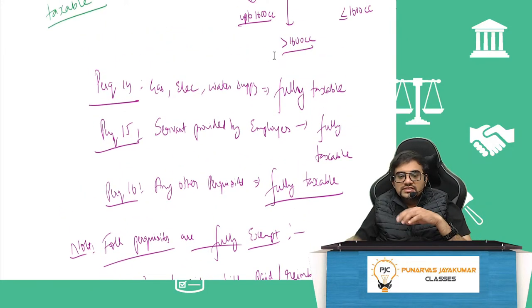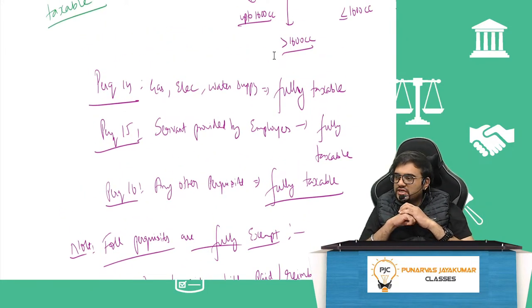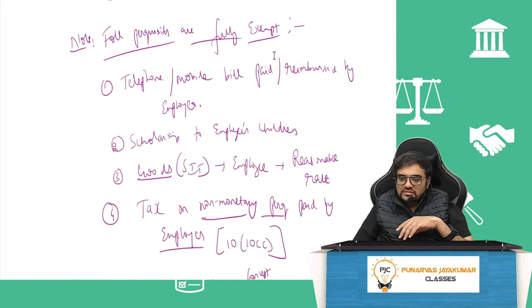Apart from that, gas, electricity, water supply, fully taxable. Servant provided by the employer for the house, fully taxable. Any other perquisite, fully taxable. Which are the ones fully exempt? Telephone bill, mobile bill, reimbursed by the employer. Scholarship to employees' children, fully exempt.